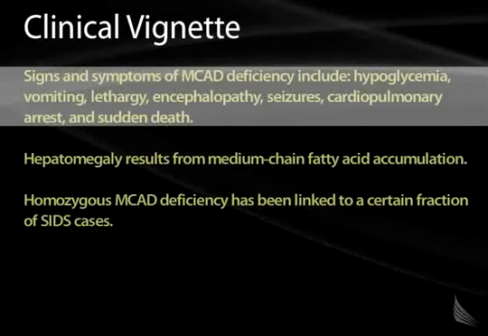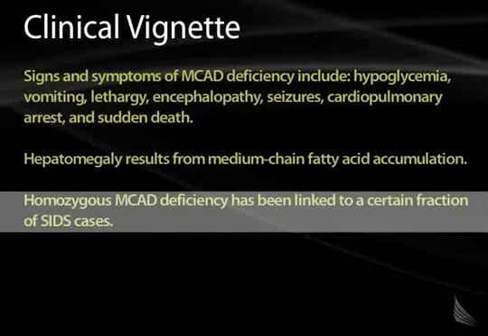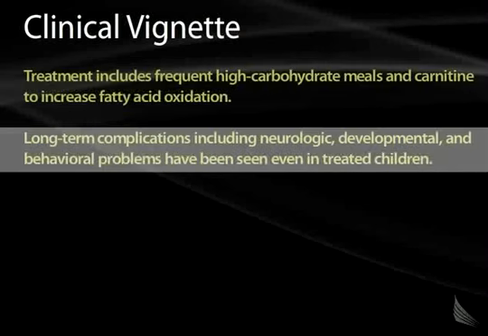The signs and symptoms of MCAD deficiency include hypoglycemia, vomiting, lethargy, encephalopathy, seizures, cardiopulmonary arrest, and sudden death. Hepatomegaly results from the accumulation of medium-chain fatty acids in the liver. Now, homozygous MCAD deficiency has been linked to a certain fraction of sudden infant death syndrome cases, similar to the type of thing that is described in this case. You treat this disease by giving frequent high-carbohydrate meals and giving carnitine to increase fatty acid oxidation. The long-term complications include neurologic, developmental, and behavioral problems, and these are seen even in children who are treated.